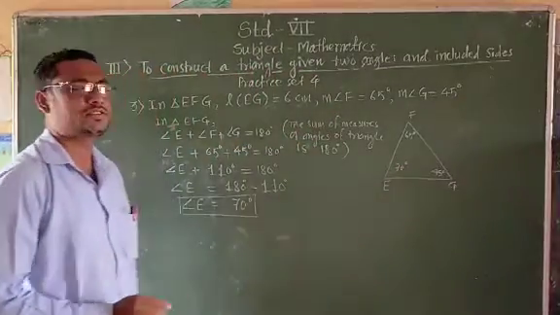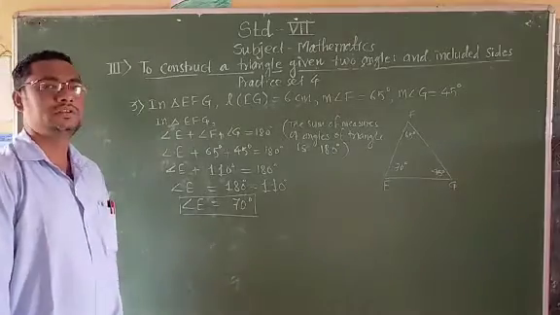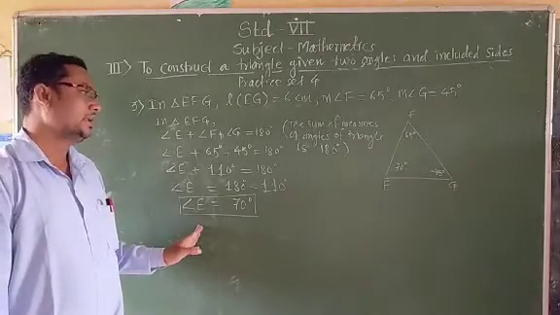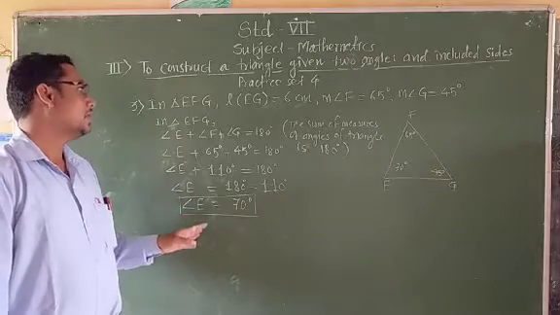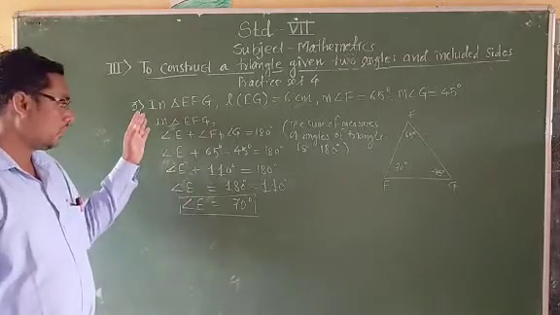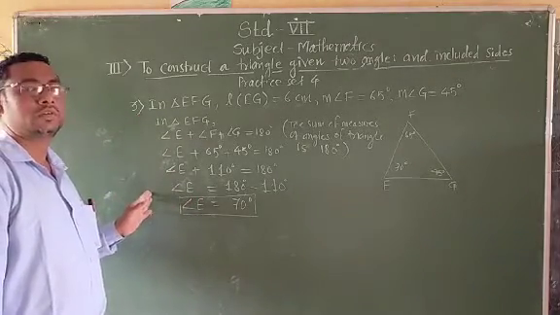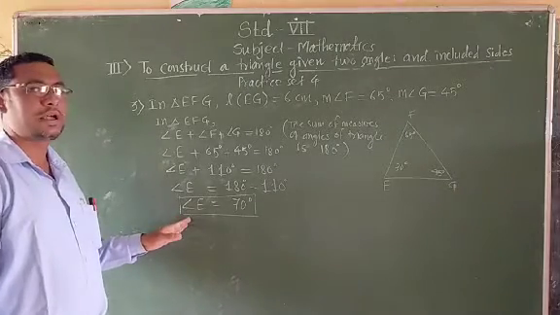Now we can easily construct the triangle EFG. After getting angle E, we can easily construct the triangle EFG. So first of all, you have to write how to get angle E, 70 degrees, that you have to show.